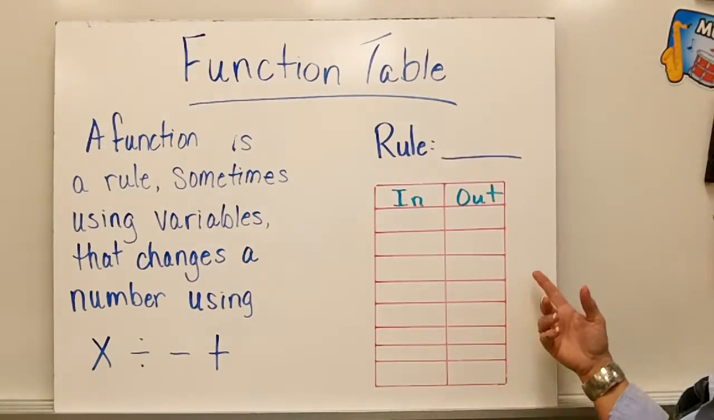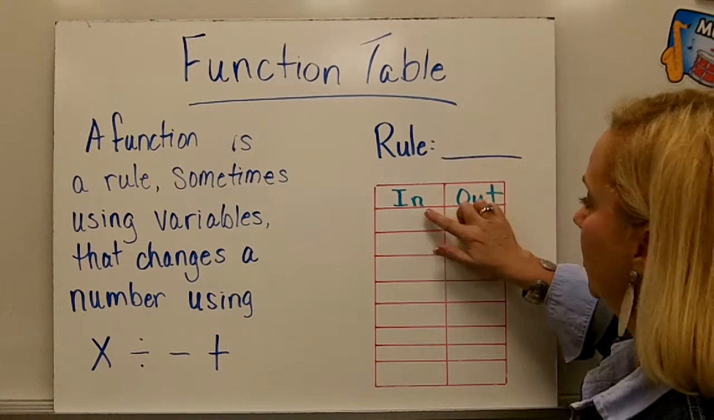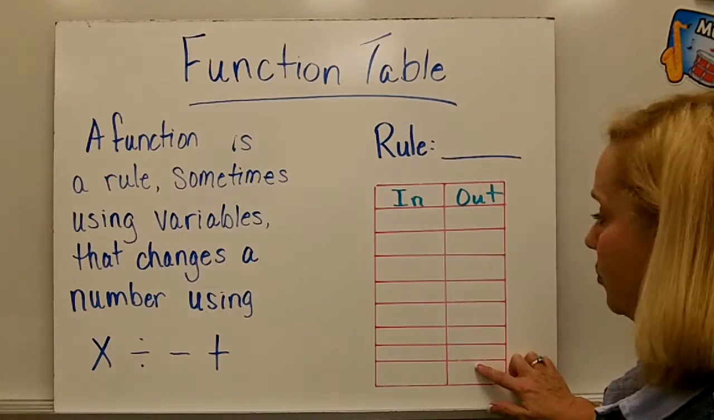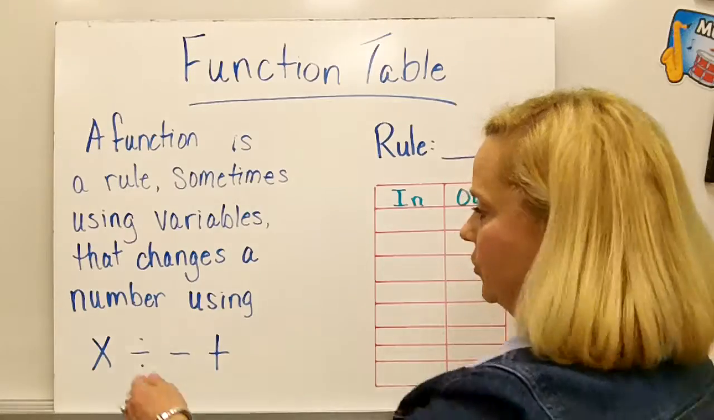And this is the example of a function box here. We'll always have the rule here at the top. You'll have an input in your function box and an output. And we're going to take a look at input and output and rules.